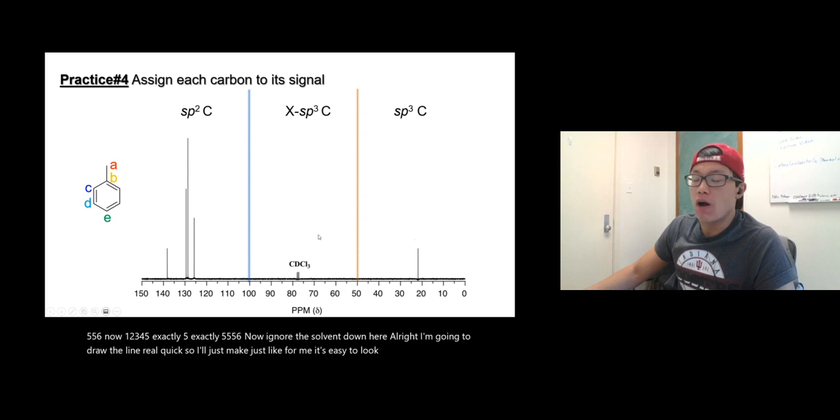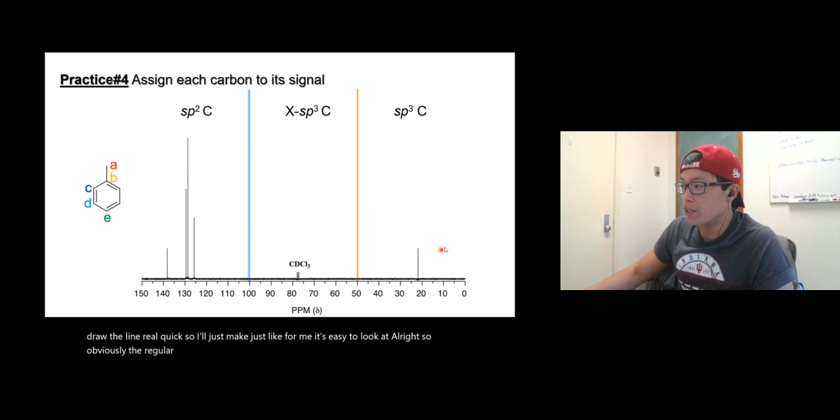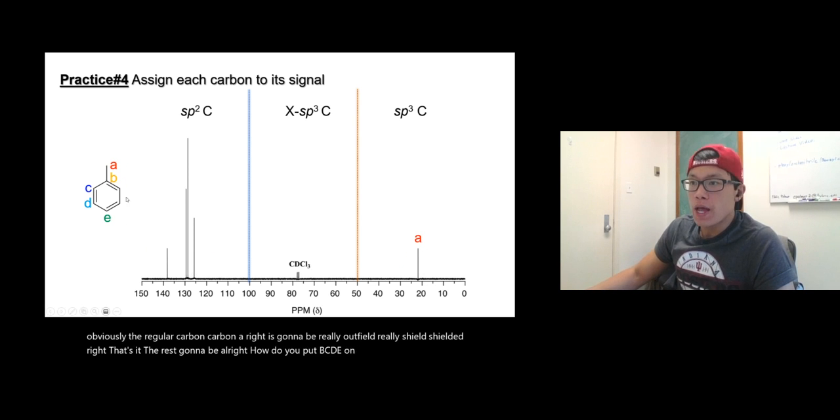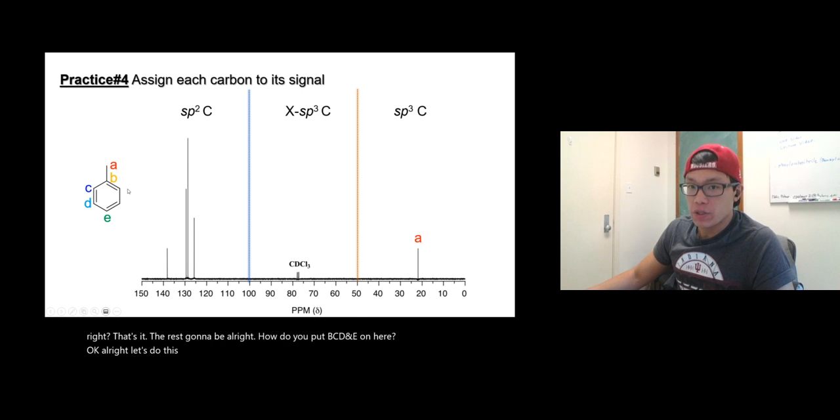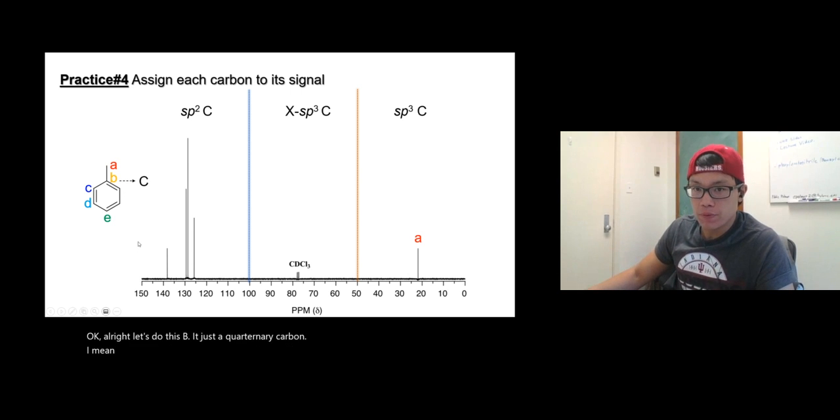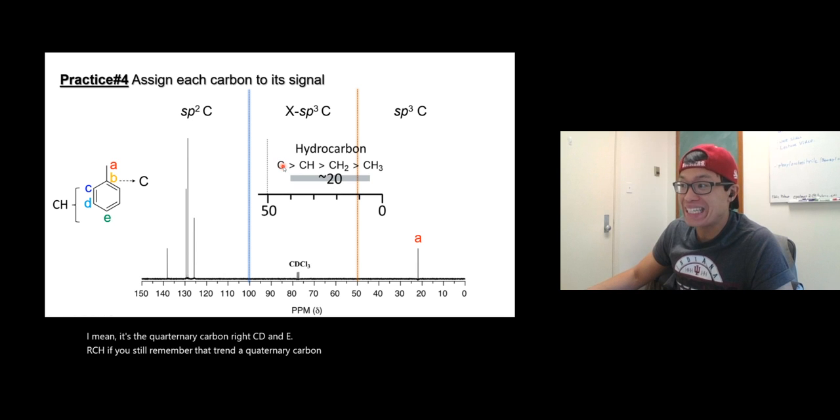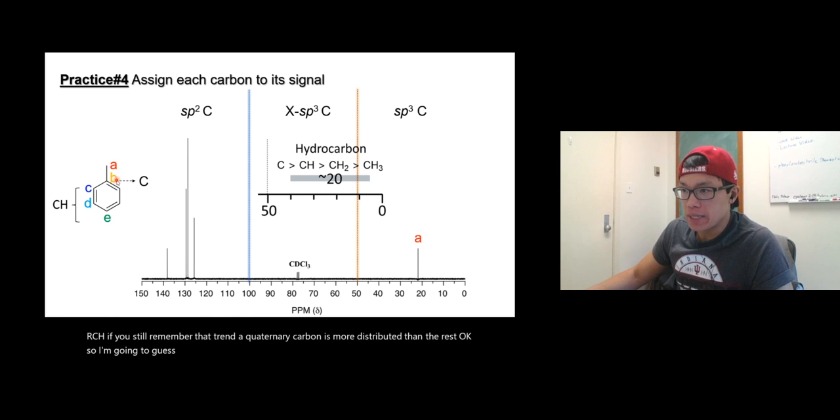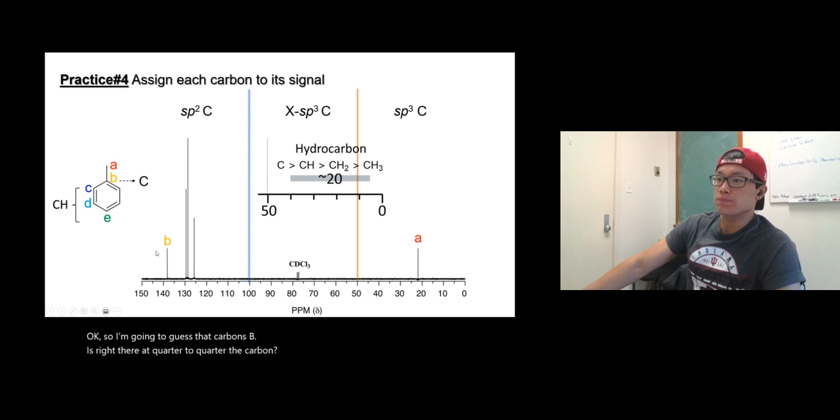look at. All right, so obviously the regular carbon A is going to be that really upfield, really shielded. That's A. The rest, how do you put B, C, D, and E on here? Okay, let's do this. B is just a quaternary carbon. C, D, and E are CH. If you still remember that trend, a quaternary carbon is more deshielded than the rest. Okay, so I'm going to guess that carbon B is right there, a quaternary carbon, more deshielded. All right, the rest are going to be C, D, and E.